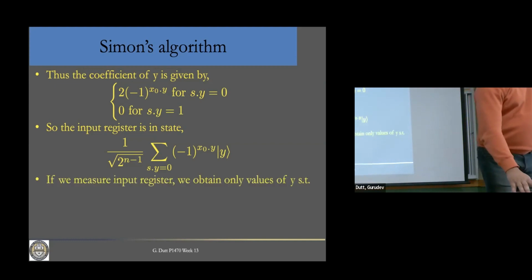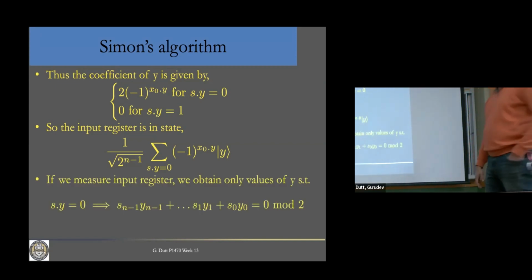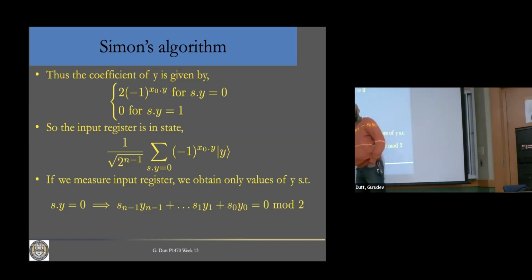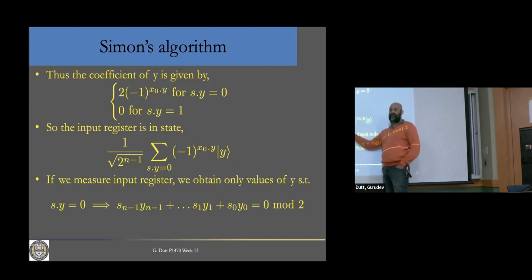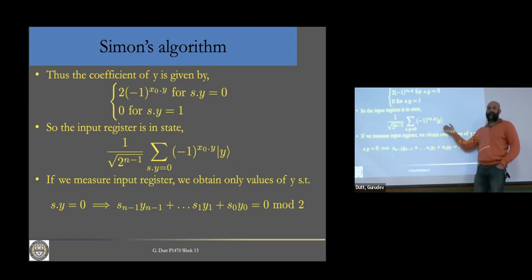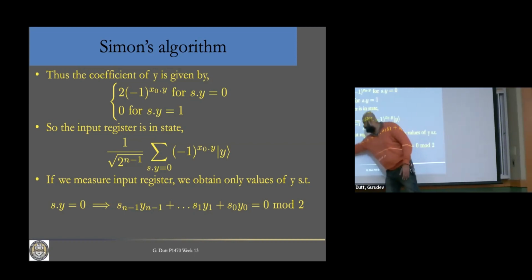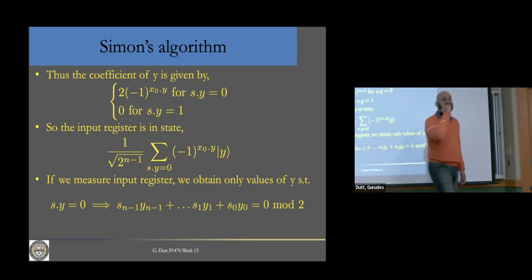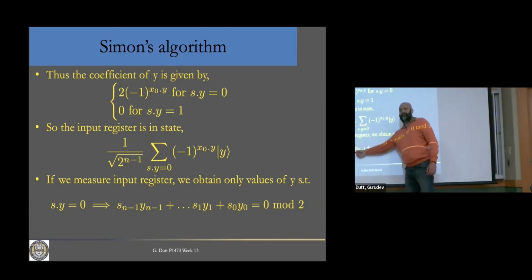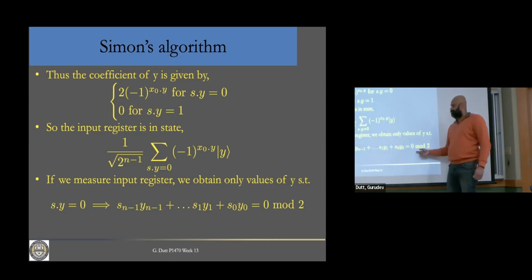So what I mean is, if I measure the input register, I'll only obtain values of y such that s dot y equals 0. That's guaranteed by this statement here, by the summation s dot y equals 0. I may get any number of values. Each time I may get a different value of y. But every time, the summation guarantees that that value will satisfy s dot y equal to 0, which is, of course, an equation with n bits ANDed together equal to 0, modulo 2 as usual.